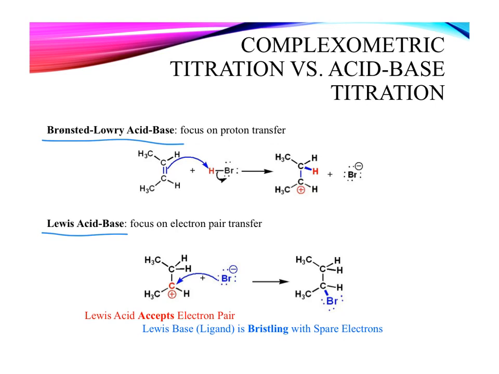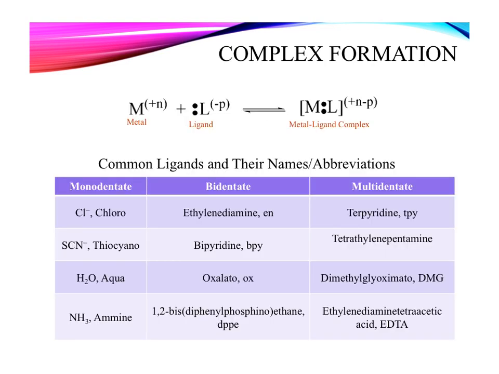Let's take a closer look at how Lewis acids and bases interact. In this generic reaction, we see the metal cation with room to accept electrons from the ligand, which is bristling with spare electrons to share. The product of this reaction is called a complex, which we'll discuss further in lecture.